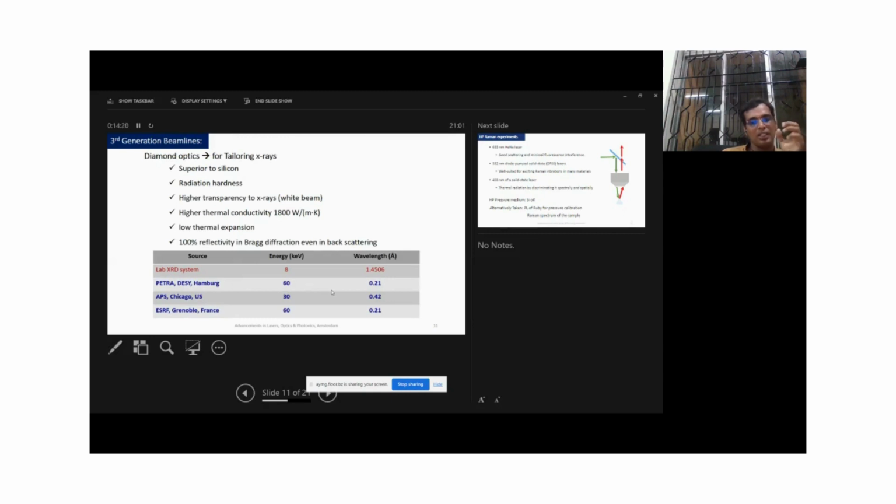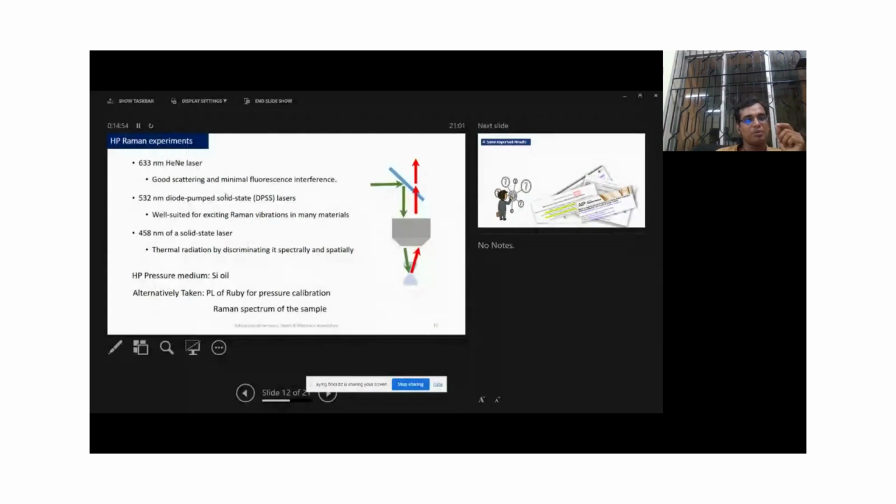So we can obtain very fine details of the sample. The laser can penetrate through the optical window of the diamond, reach the sample, and then be transmitted through another medium to be analyzed. We use third generation synchrotron beamlines with high energy to obtain the X-ray pattern of the sample at high energy and high pressures. Next, the high pressure Raman experiment.